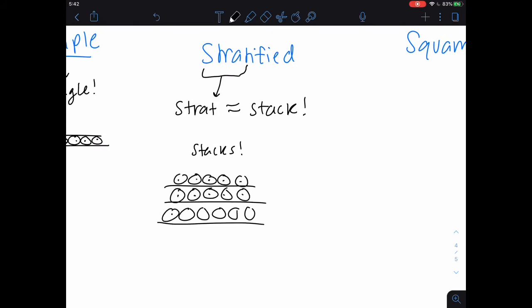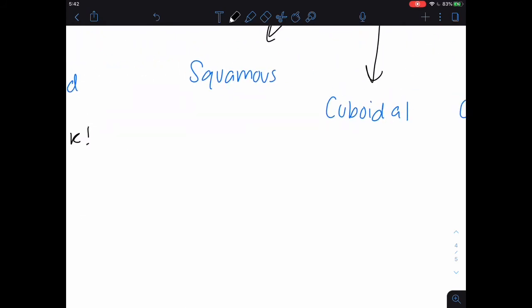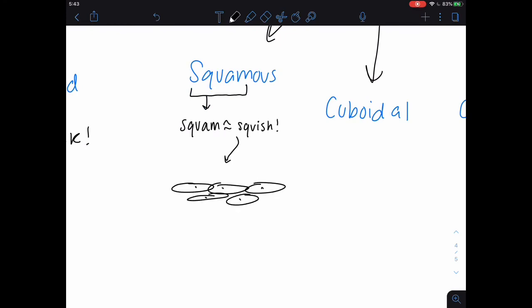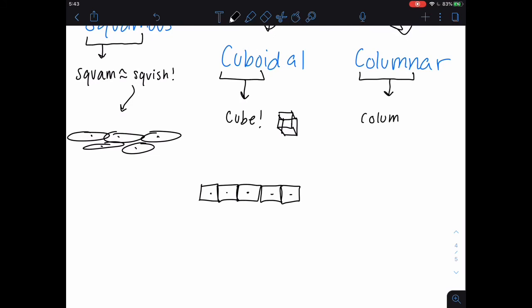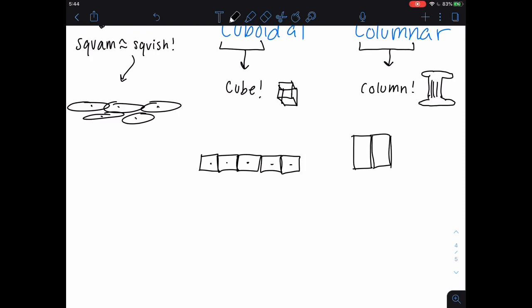stacks of cell layers. Then squamous sounds like squish, so you can think of cells squished flat. Then cuboidal sounds like cube, so you know they will look like cubes. Then columnar has the word column in it, so you can think of these column-shaped cells, tall and long.